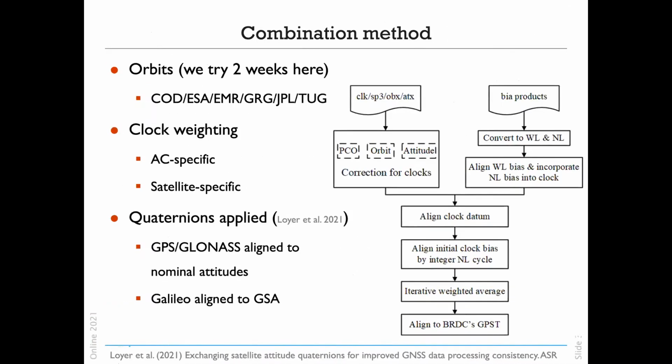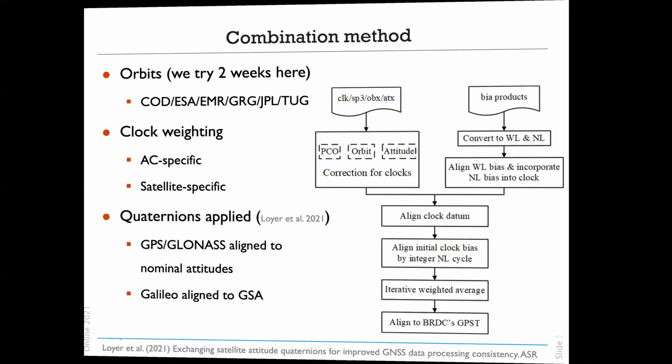I think the method has been described clearly by Simon. Here we try two different clock weighting strategies corresponding to the weighting strategies prescribed by Salim in the orbit combination. The first one is the global weighting, which is actually the AC specific weighting, and the second one is satellite specific weighting, corresponding to the IGS2 solutions. We also applied the quaternions for the satellite attitudes. We use the GPS and Glonass nominal attitudes as the final attitudes for the other ACs to be aligned to, and for Galileo we use the GSA attitudes for the other ACs to align their quaternions to these official attitude files.